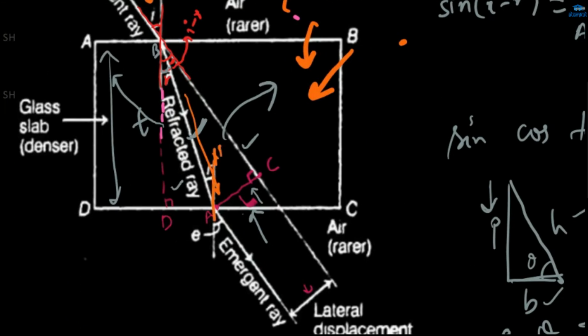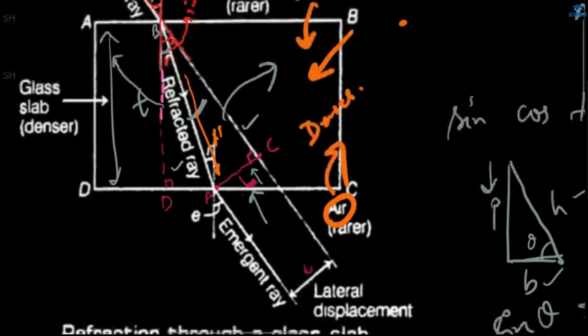This is your normal. It will go far from the normal, right? Because now this is your denser medium in which the incident ray had come, and after traveling a certain distance inside the denser medium, it will again come to the rarer medium. After refraction, the light ray will go away from the normal because this is air, which is the rarer medium than the earlier medium.